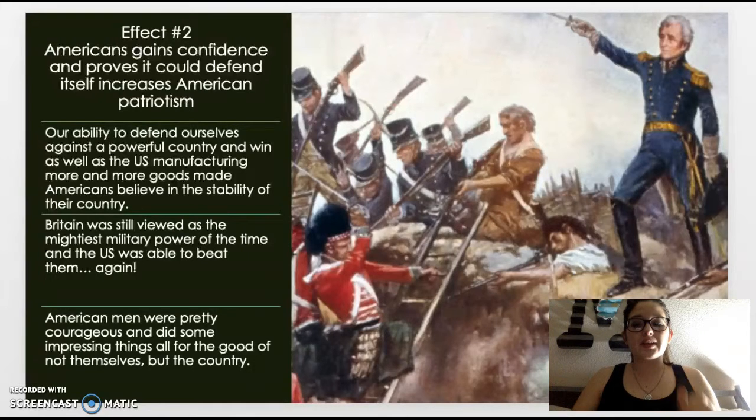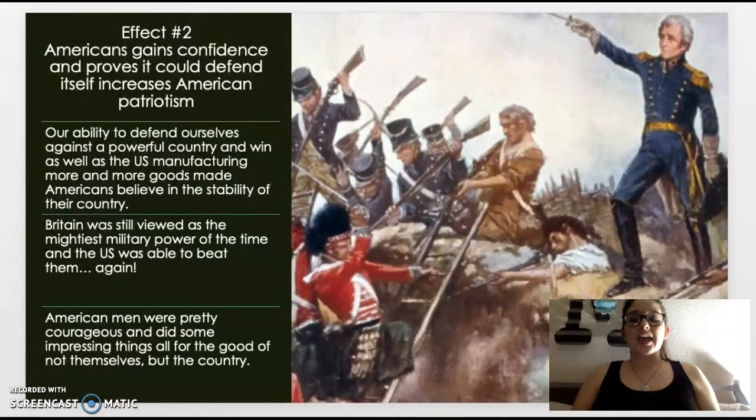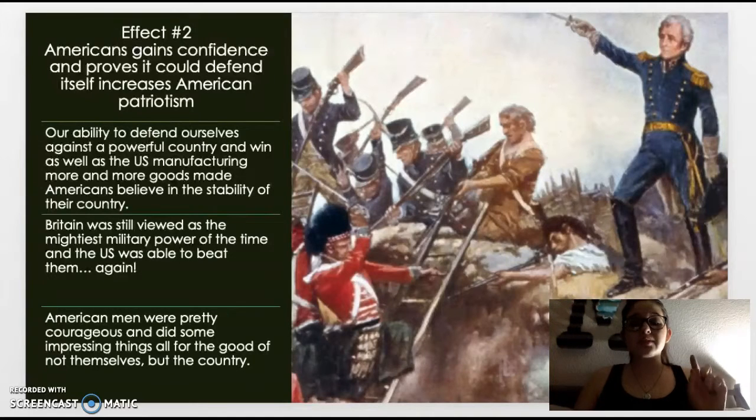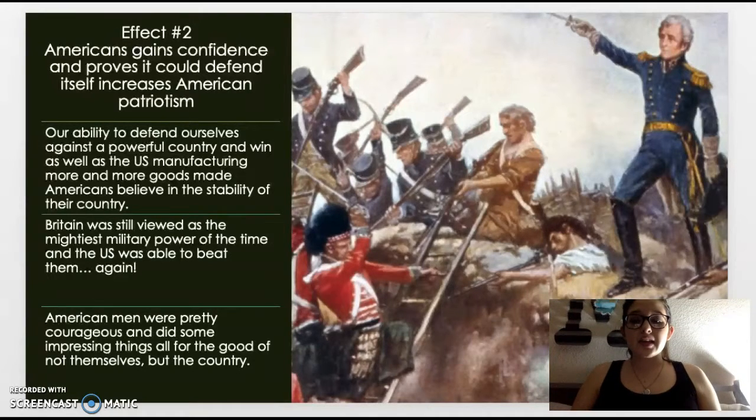The next one is American men were pretty courageous and did some impressive things, all for the good of not themselves but the country. So remember to write down courageous in that blank as well as not. So they're doing this for the country, not themselves.